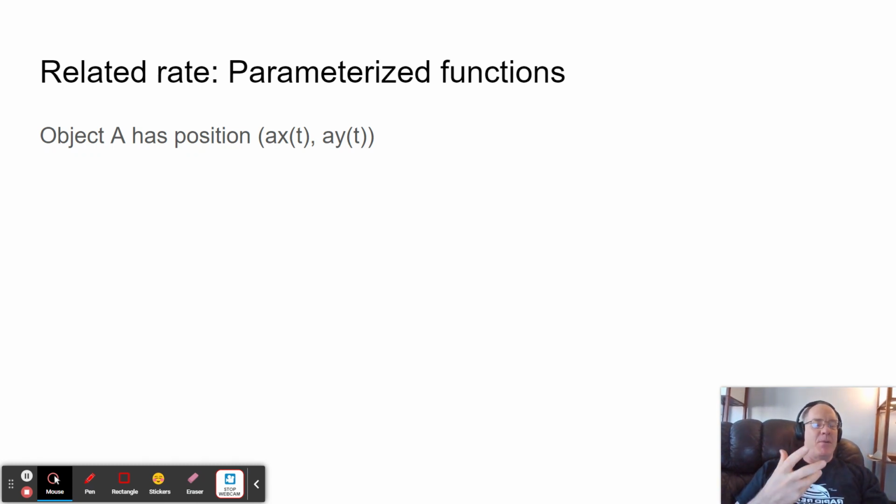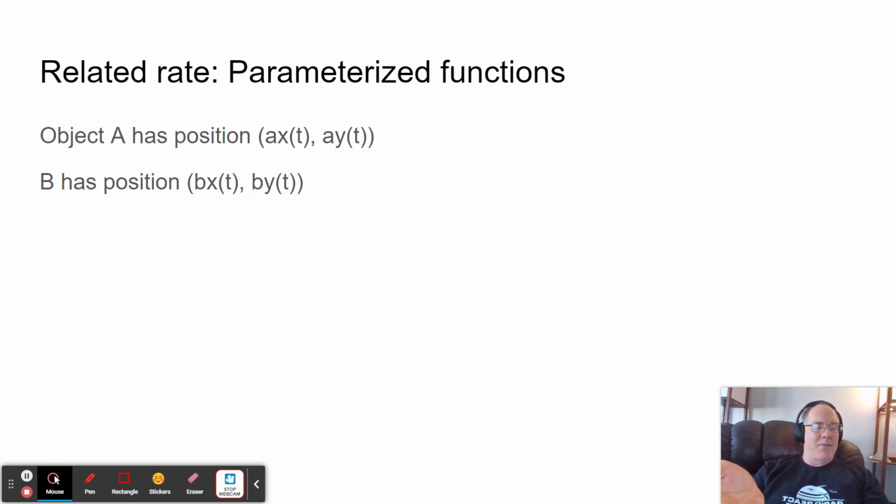have an object which has a position that is a function of time in both its x and y coordinate. And so therefore its position is Ax of t, Ay of t. That just means the position of object A in the x dimension as a function of time, and the position of A in the y dimension is a function of time. Similarly, object B has a position Bx of t, By of t. So now we have the positions of our two objects.